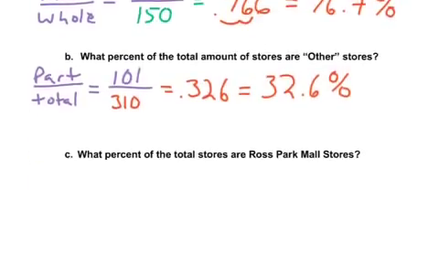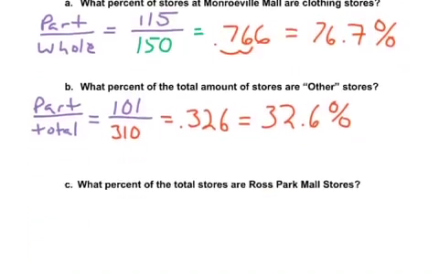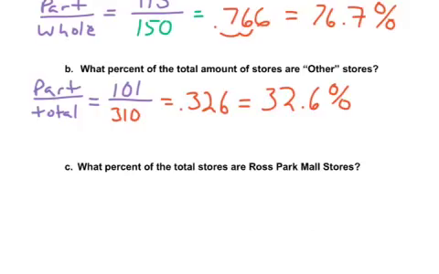Okay, let's take a look at the last one in this problem. This one, we want to figure out what percent of the total stores are Ross Park Mall stores. So this time we're going to be focusing in on our Ross Park Mall column. So we want to know what percent of the total stores is Ross Park Mall. Okay, so again, let's start with our word ratio. We have part over whole, or total, you choose.